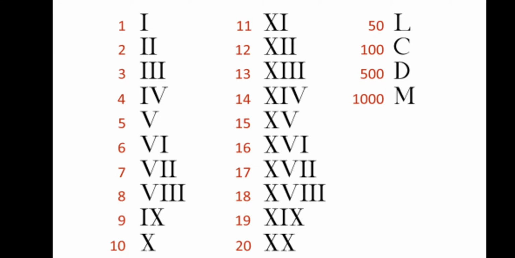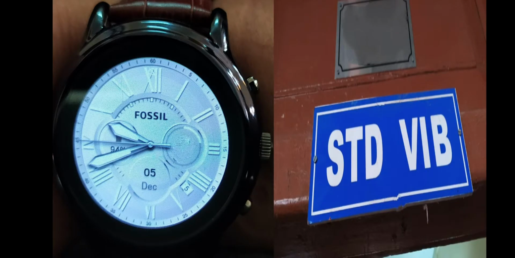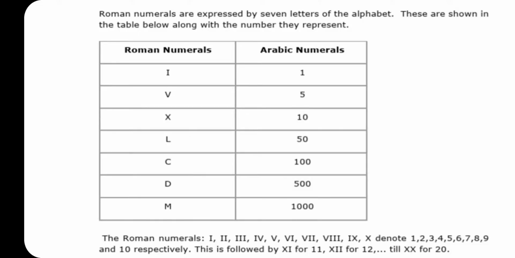For example, we can see the use of Roman numerals in clocks. It is also used for classes, in the school timetable, etc. Roman numerals are expressed by 7 letters of the alphabet. These are shown in the table below along with the number they represent.